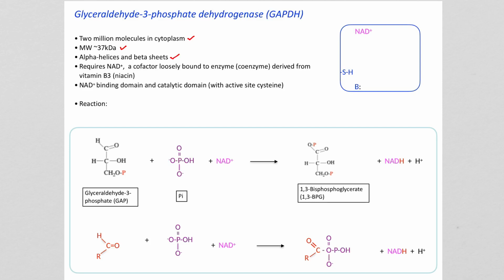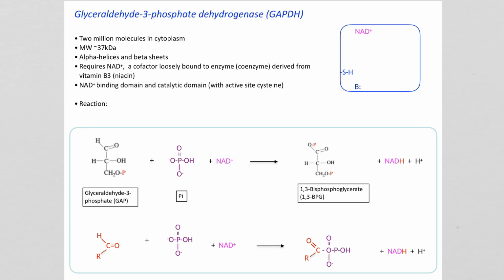The secondary structure of glyceraldehyde-3-phosphate dehydrogenase consists of alpha helices as well as beta sheets. Now, this enzyme can only work if it has another chemical called nicotinamide adenine dinucleotide. A very long name, the abbreviation is NAD. NAD is a cofactor that's required by the enzyme. It is very loosely bound to the enzyme, so we call this NAD cofactor a coenzyme. NAD is derived from the vitamin niacin or vitamin B3.